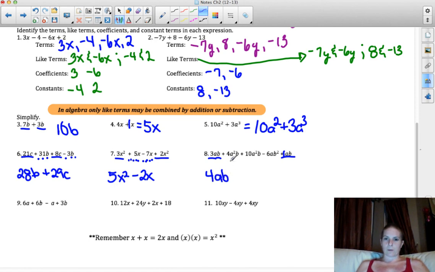Let's go to the next one. The next term is 4a squared b. 10a squared b, and that's a positive 10a squared b. That's not an a squared b with the others, so it's not a like term. It cannot get added in this group. Positive 4 and positive 10 are my coefficients. So I end up with positive 14a squared b.